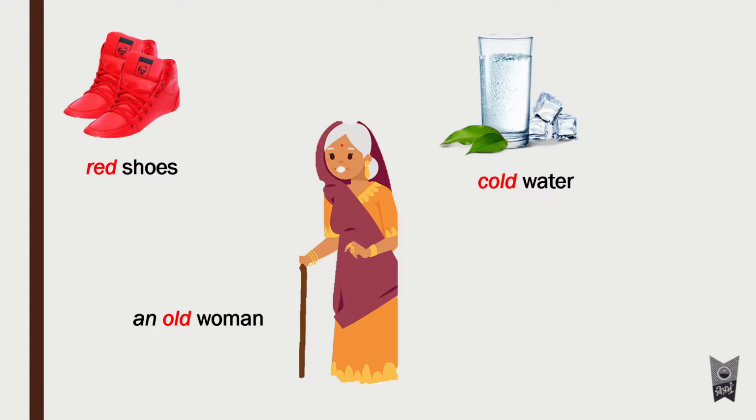Understood? In the next picture, when I showed you a picture of a woman, old is describing the naming word which is woman. Woman is the name of a person. So old is describing this naming word. So in these pictures you have seen that red, cold, old, all these three are describing words.